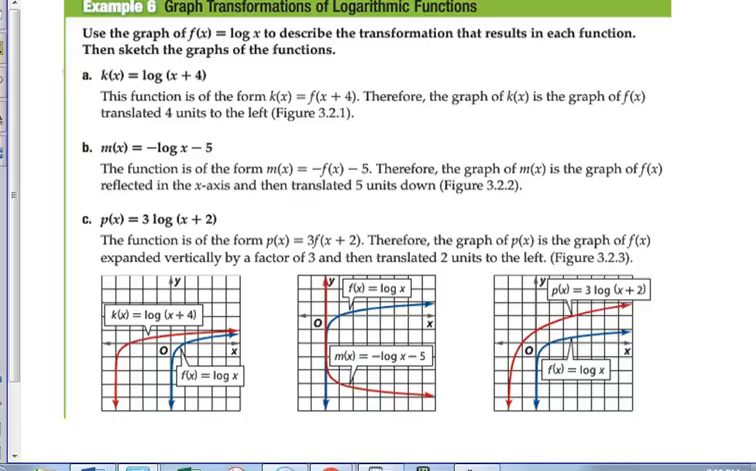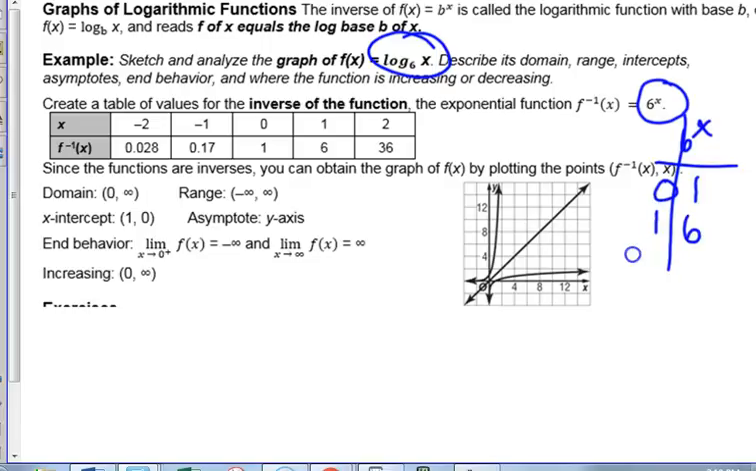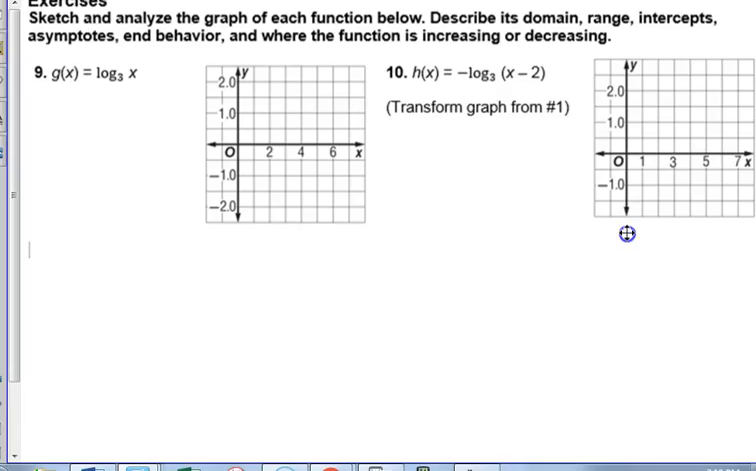I'm going to come back to this slide. I'm not going to spend much time on this one. It says log base 6 of x, so what I did was I found ordered pairs. 6 to the 0 is 1, 6 to the 1 is 6, 6 to the negative 1 is 1/6. Does that seem okay? And then for log base 6 of x, you just flip those around to get (1, 0), (6, 1), (1/6, negative 1), and graph it. That's what we're going to do on this question.